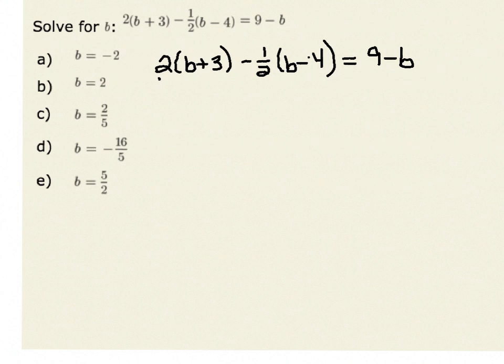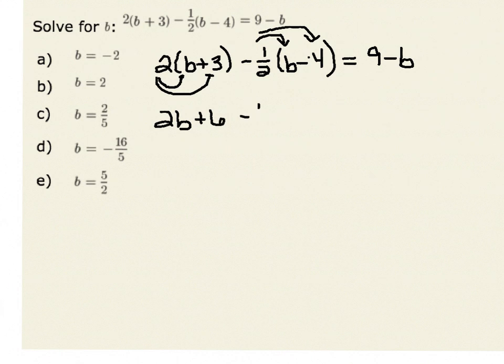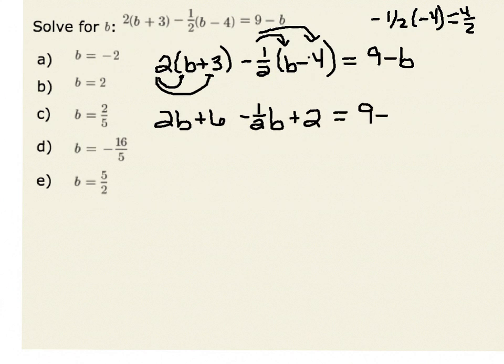I'm going to distribute or multiply my 2 over addition. Therefore, I have 2 times b, or 2b, plus 2 times 3, which is 6. I'm going to use the same property and distribute that negative half into my parentheses. I have a negative 1/2 times b, which is a negative 1/2 b, and a negative 1/2 times a negative 4 is a positive 4/2, which is 2. That's going to be the same as 9 minus b.